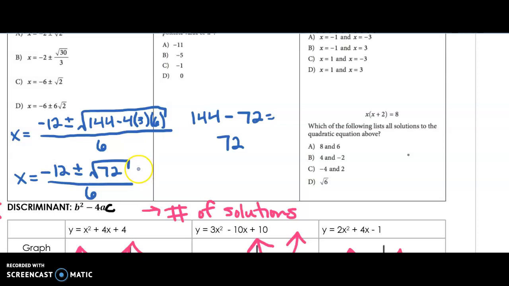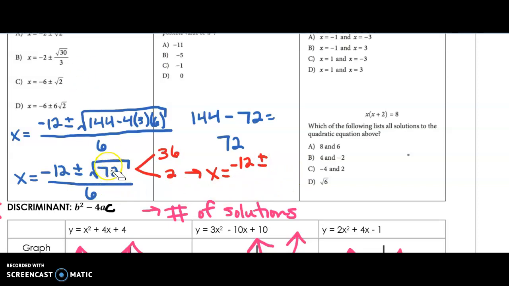All right, this is where we need to think about how we can break down or simplify this radical. So we're looking for any perfect squares that are factors of 72. And when I think about that, well, 72 divided by 2 is 36, which is a perfect square. That's perfect.